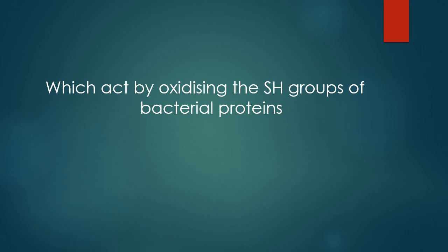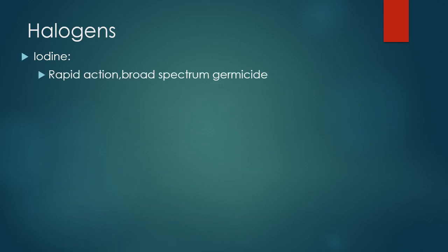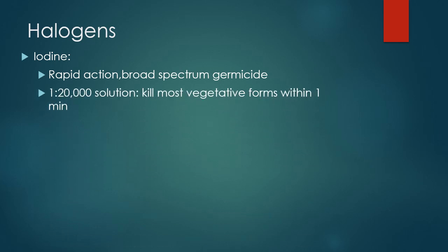Now we will talk about agents which act by oxidizing the sulfhydryl groups of bacterial proteins. In halogens, first is iodine. Iodine is a rapidly acting broad spectrum germicidal agent. It has variable action against bacterial spores and tubercular bacilli. Its 1 in 20,000 solution has capability to kill most vegetative forms of bacteria within 1 minute. So it makes a nearly ideal antiseptic or disinfectant agent.